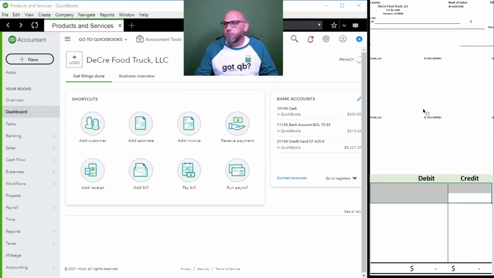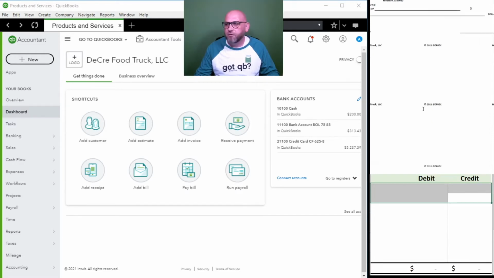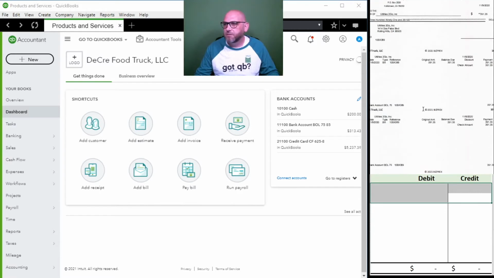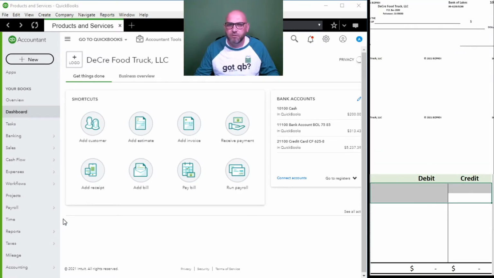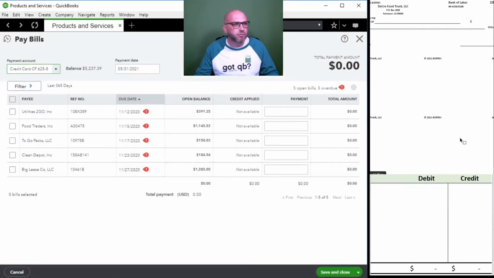We're going to print some checks. All right, so next we will print a check, utilities to go, and we're going to pay it with a check. So, pay bills. Previously we paid it with a credit card. Now we're going to pay it with checks, and we're going to print that check. So we have this blank check. Let's make sure you can see it better.